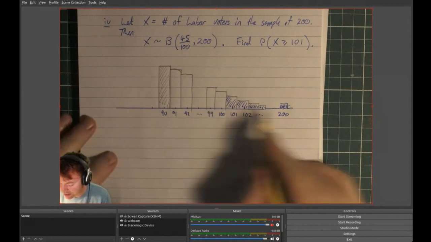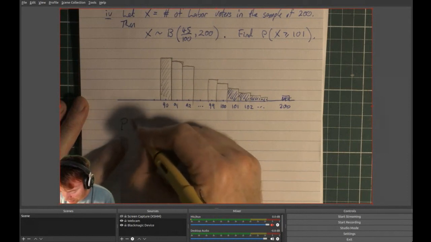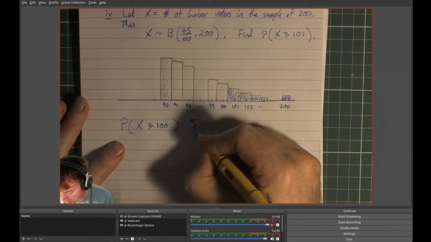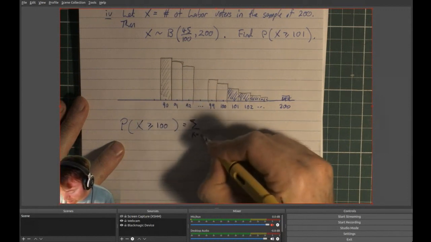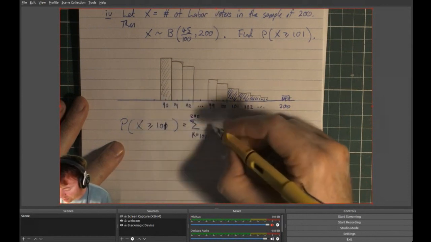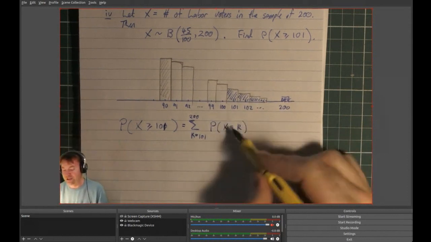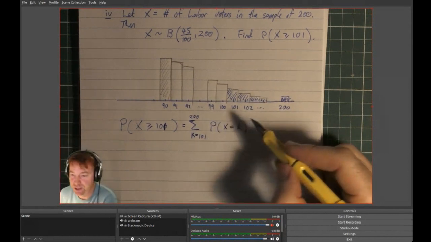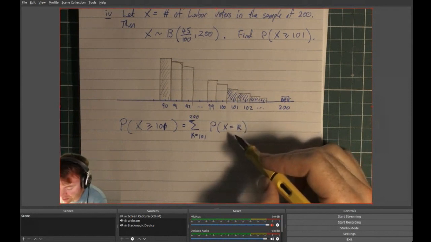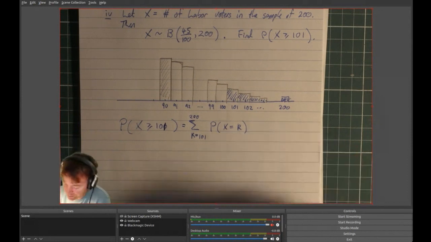So, what is this area? You might know by definition that the probability that X is greater than or equal to 101 is the sum from k equals 101 to 200 of the probabilities that X is individually equal to k. But this is going to be a somewhat beastly sum with 100 terms in it. You don't want to go summing up something like that.